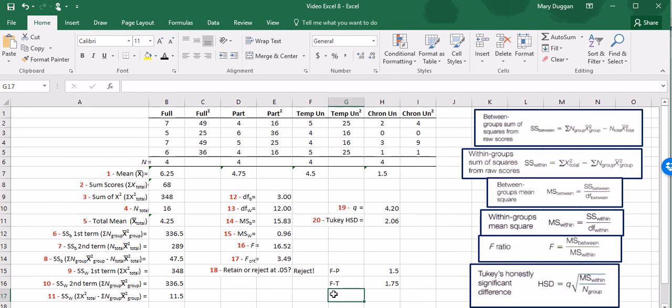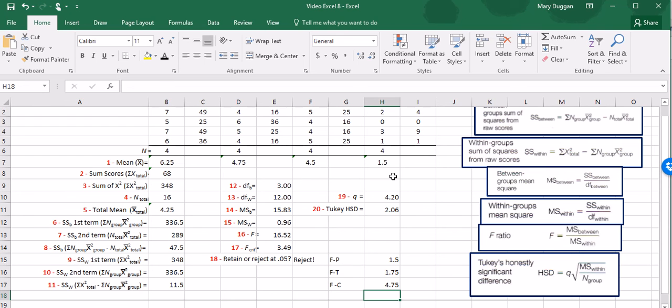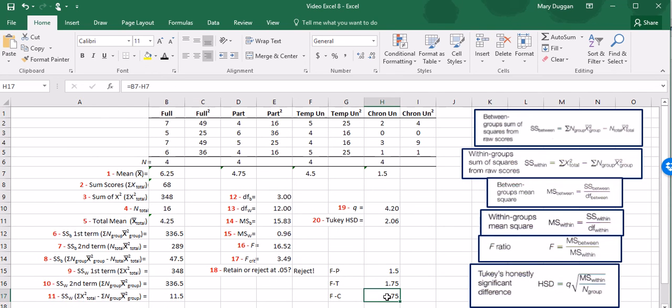Let's try one more. Full-time to the chronically unemployed. So we have full-time minus the chronically unemployed. And now here's where we finally do see a significant difference. So we have 4.75 as the difference between the marital satisfaction of full-time workers and chronically unemployed workers. And so that exceeds the Tukey HSD of 2.06. And so that's where at least one of our significant differences lies.